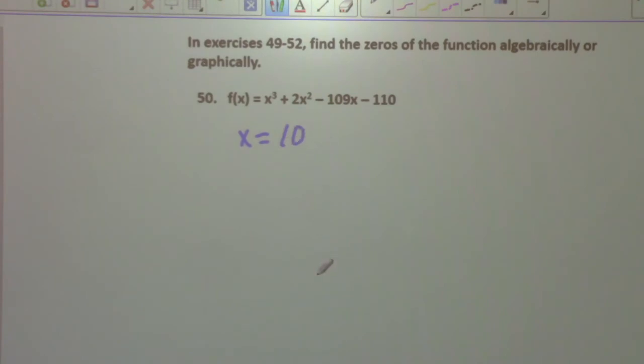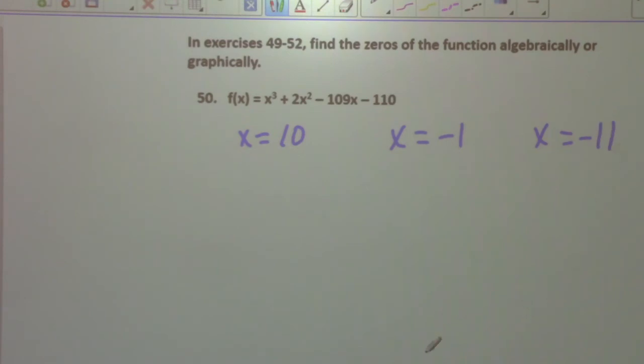Any other zeros that you discovered? x equals -1. Any others? I'm thinking if those two are zeros and it's cubed, you're going to also have maybe 11, negative 11. x equals -11.